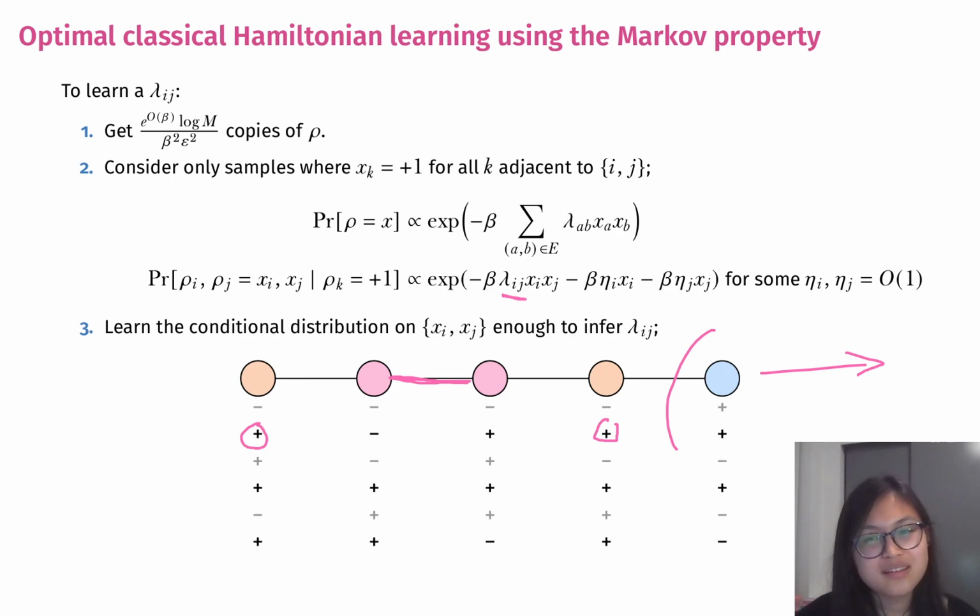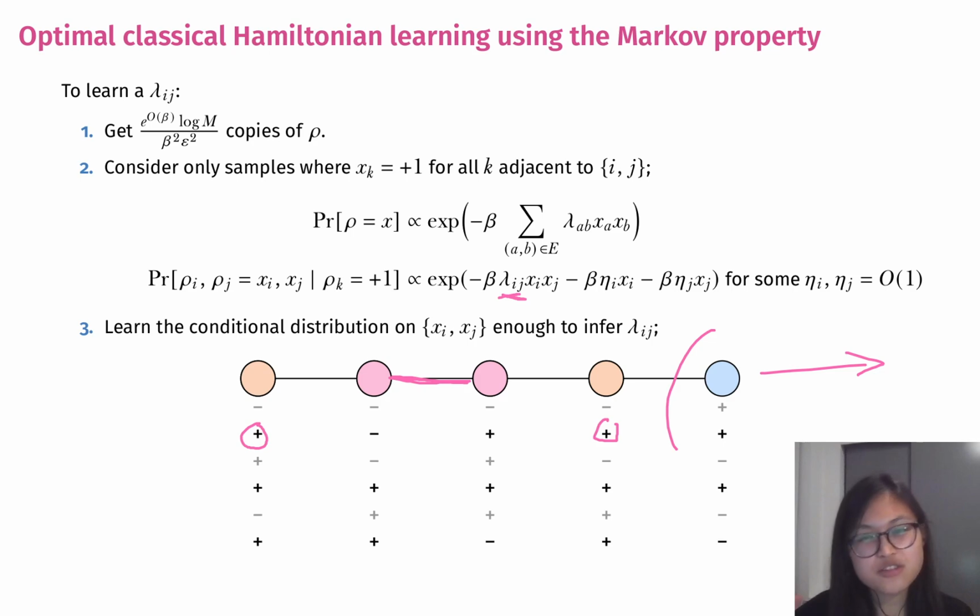Now, this gives you the optimal time complexity and optimal sample complexity. It shouldn't be obvious that this algorithm that I've stated works. I've just given an outline. But basically the only thing you need to see is that, first of all, the Markov property allows you to get a handle on this lambda ij without any interference from the outside of the subsystem.